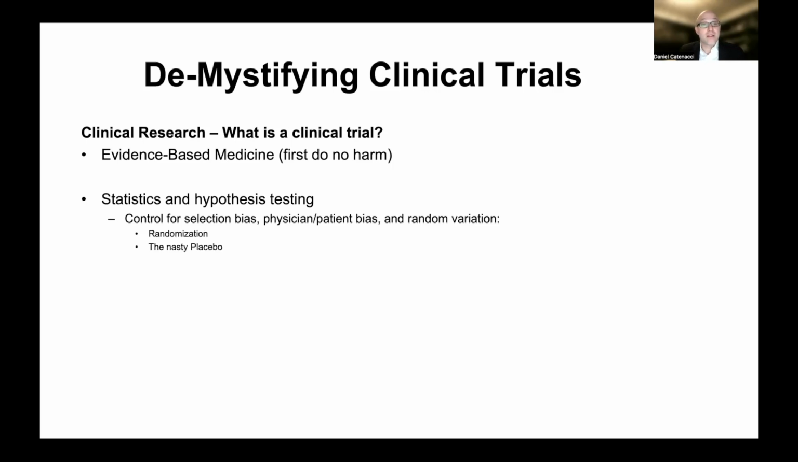We're going to look at statistics and hypothesis testing at its basics so that we understand why and how clinical trials are designed. And we're going to speak specifically about biases, selection bias, physician and patient bias, and also talk about random variation. And we're going to talk about strategies to limit each of these problems, first with randomization and also looking at a placebo-controlled study.